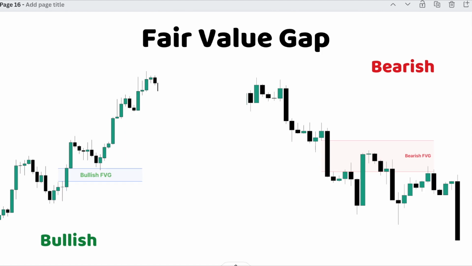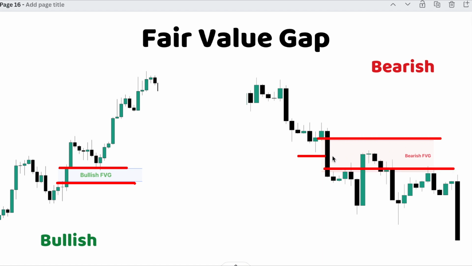Fair value gap is the foundation of our 2022 YouTube mentorship, so I don't think I need to explain much more. It is very obvious. This is our bullish fair value gap. This is our bearish fair value gap after our market structure shift. So let's move on.